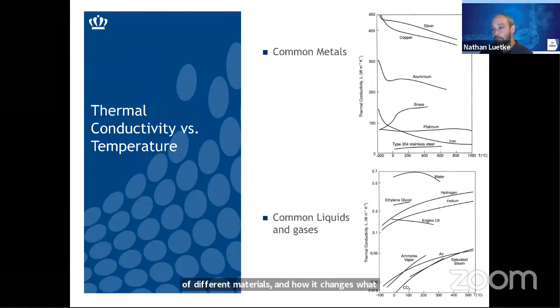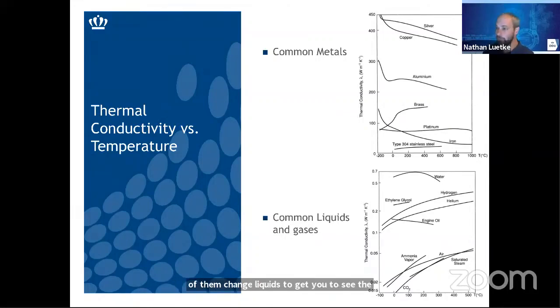Most metals drop a bit. Brass climbs a bit. Brass is one of the more common metals whose thermal conductivity increases with increased temperature rather than dropping. Most gases increase, but some of them change. Liquids do too. Again, you can just see the trends here.